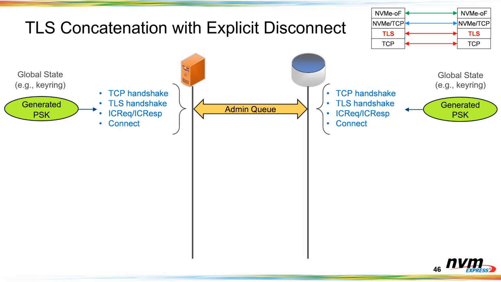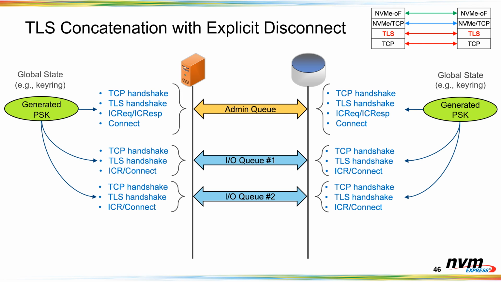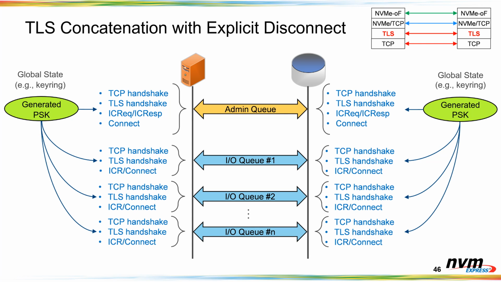So here's the setup: TCP handshake, TLS, NVMe/TCP connection request and response, and the connect command. There's the admin queue that gets repeated for each of the IO queues. And for every single one of these, you see a TCP handshake followed by a TLS handshake.